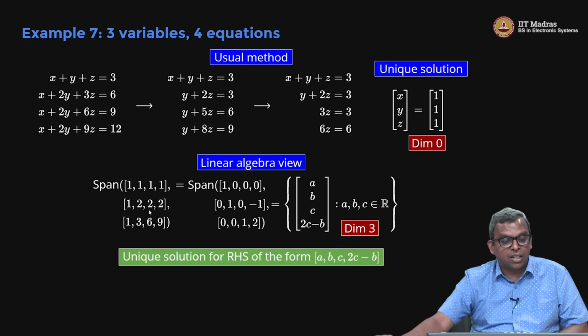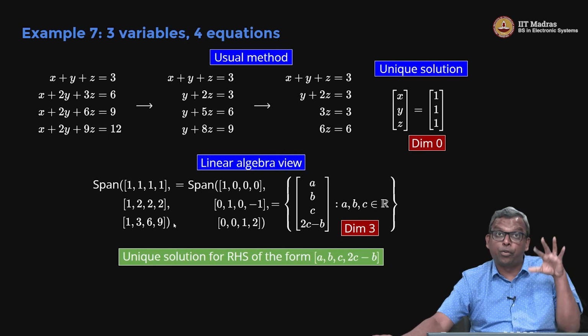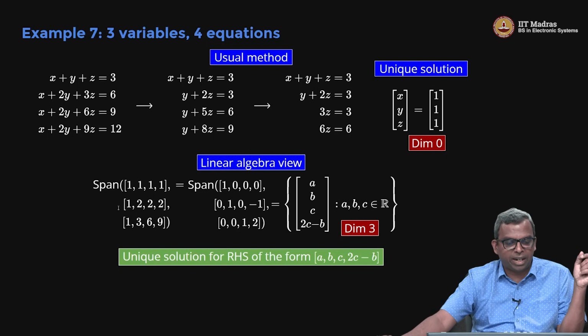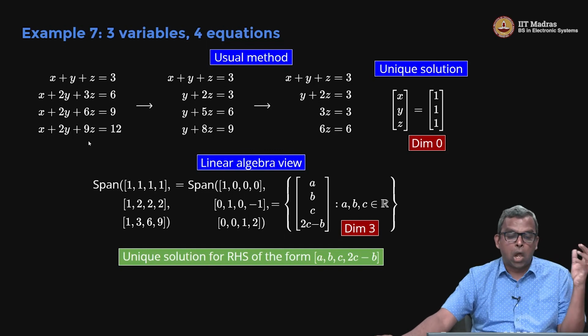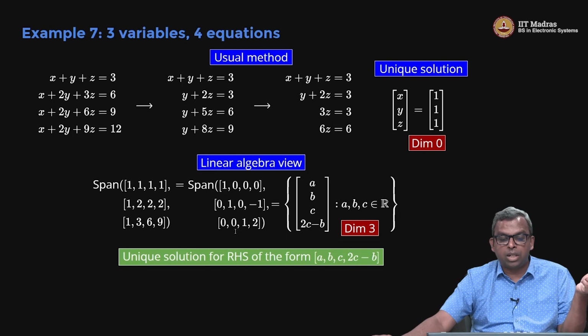Because as it is, the span is in R4, right? It's not R3 now. There are 3 vectors, but each vector has length 4. So the span of these columns now suddenly becomes R4. Okay. In R4, the span is only 3-dimensional. There are only 3 vectors here, it's only 3-dimensional.